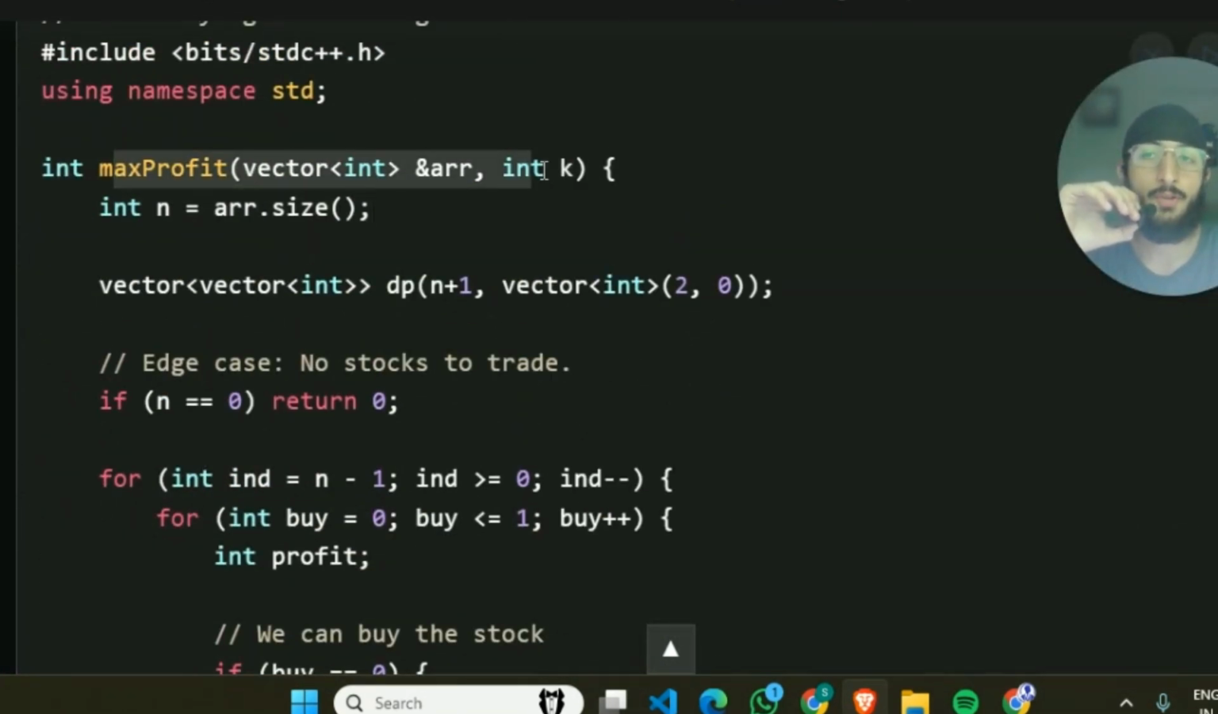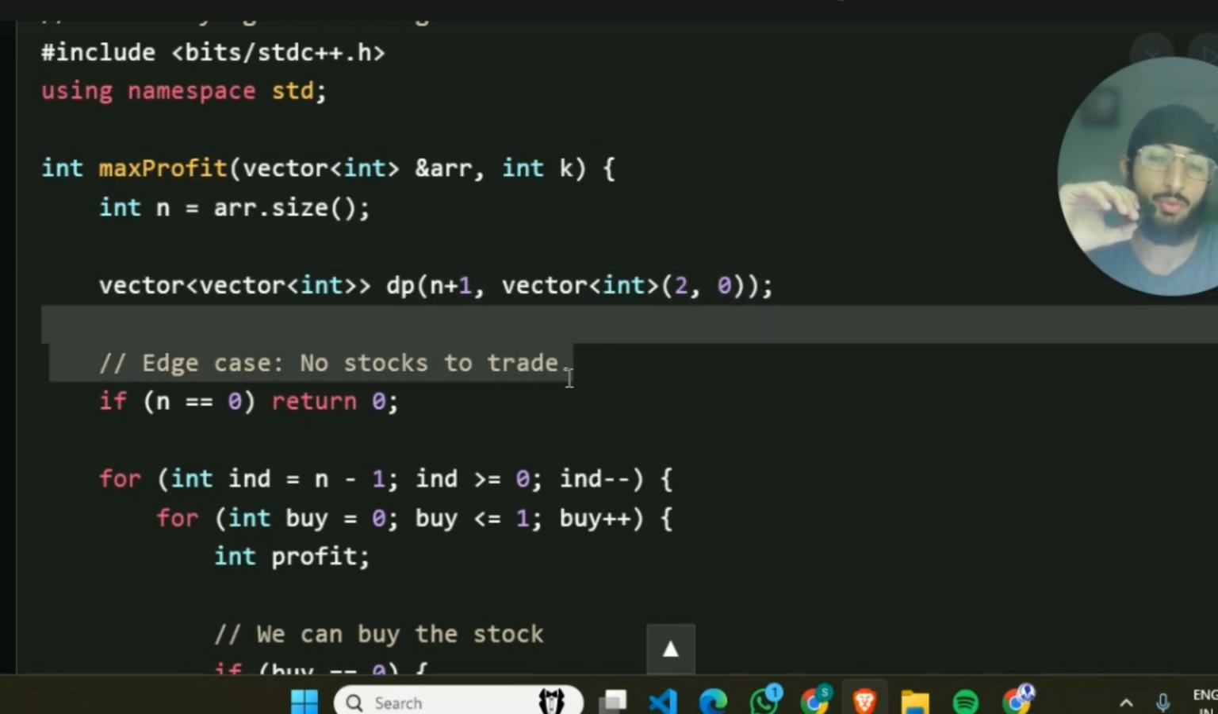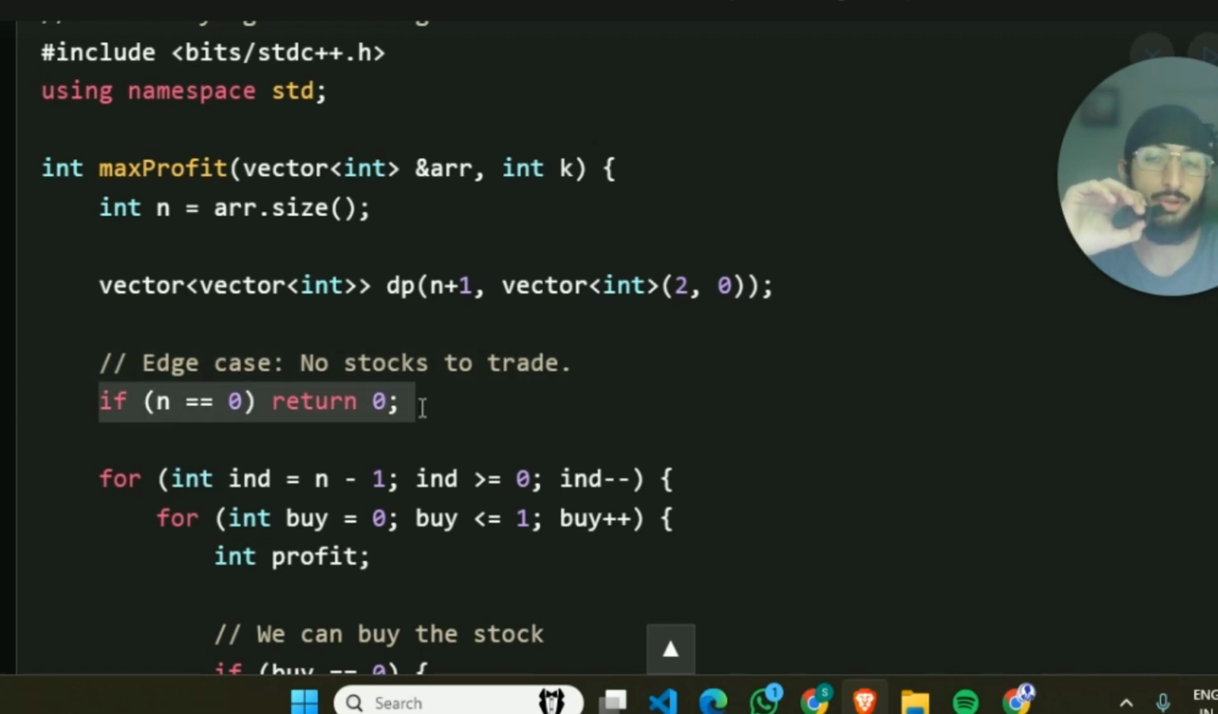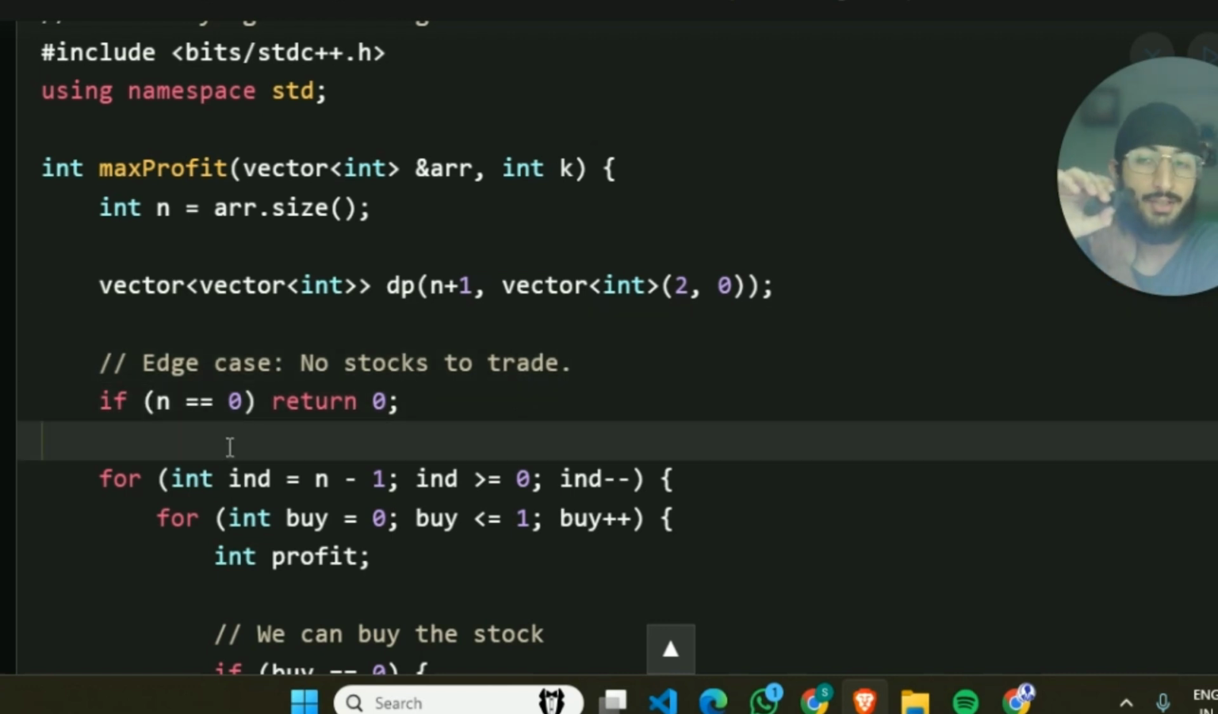So this is our function, n is equal to array dot size. This is our 2D vector, initializing all the elements with 0. Edge case is no stocks to trade. If n is equal to 0, return 0. So that is the edge case.